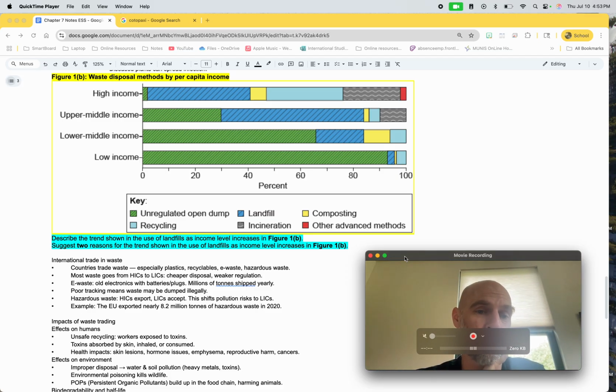Now, suggest 2 reasons for the trend shown in the use of landfills as income level increases, 1B. All right. So as it goes from lower to middle income or to middle upper, countries can afford to convert from open dumps to landfills. So they start doing things a little bit better. But as you start going from middle income to higher income countries or areas, countries can afford more advanced methods like recycling and incineration.